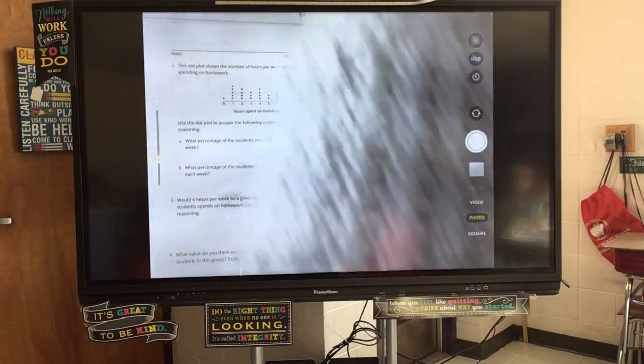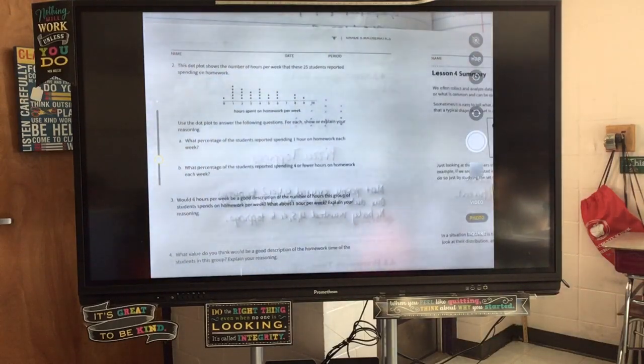Guess what? Find percentage, and then you get my other notebook. Yeah, I had a music notebook.